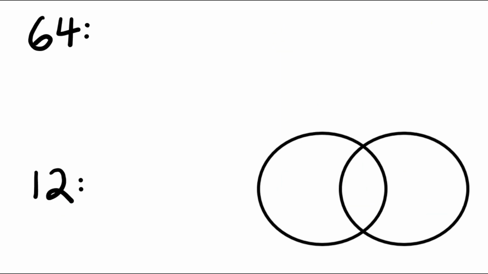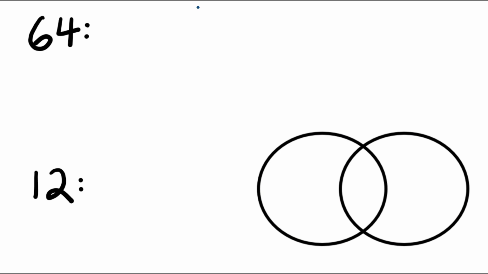And finally, we come to 64 and 12. We could do the listing method, but let's try to find the prime factorization and use a Venn diagram to make our lives easier. Shall we, people? Whoever's watching this, let us do this. Shall we? Yes, I already asked that.